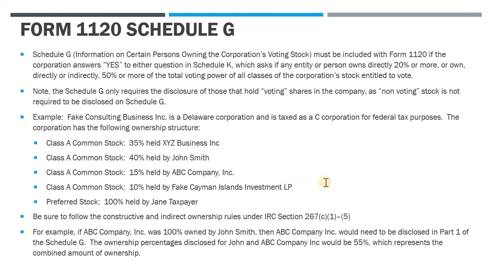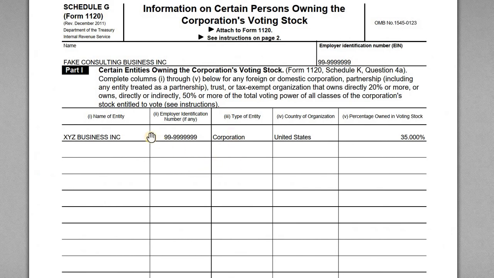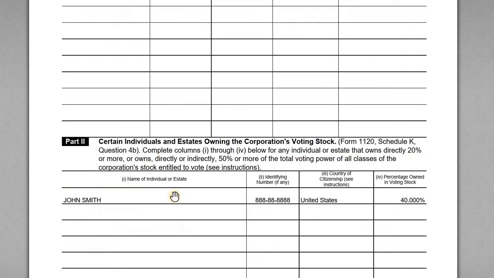So based on this structure alone, if we're answering the question yes, we do have shareholders that own directly 20% or more of the stock. We've got XYZ Business, and we've got John Smith here. So if we flip back to the form, you're supposed to separate it between Part 1 and Part 2 depending on what type of taxpayer we're looking at.